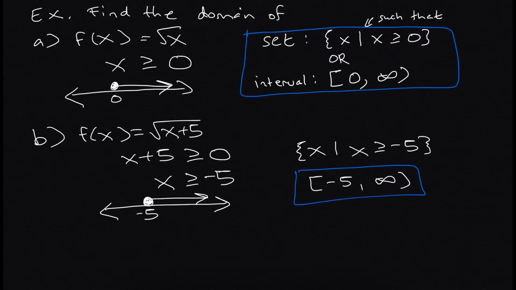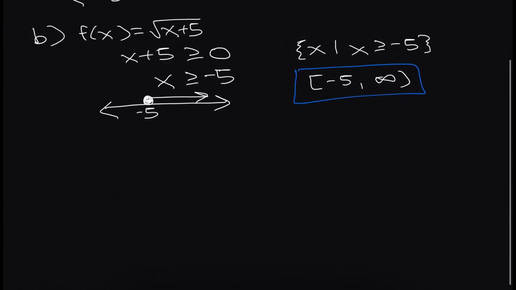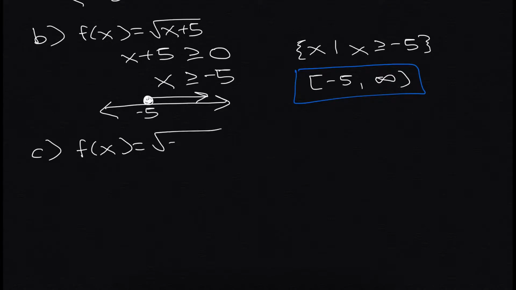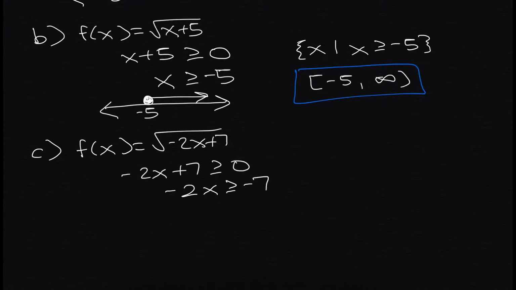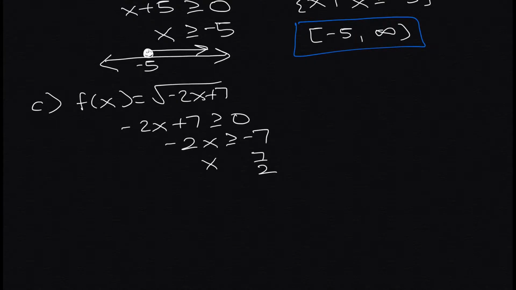And I'll do a few more with square roots here. So let's say part C, f of x is equal to the square root of -2x plus 7. The thing on the inside of the square root is -2x plus 7. I know that needs to be greater than or equal to 0. I am going to subtract 7 from both sides. That will give me a -7 on the right-hand side. I'm going to divide both sides by -2. When I do that, I am dividing an inequality by a negative, so I do need to flip that and make it less than or equal to.